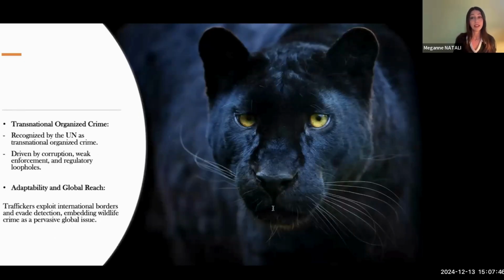The lucrative financial incentives have drawn the involvement of transnational criminal organizations, solidifying its recognition by the United Nations as a form of transnational organized crime when it operates beyond opportunistic ventures. Corruption and weak enforcement mechanisms further exacerbate the issue, enabling traffickers to operate with impunity. Additionally, the inherently adaptable and clandestine nature of wildlife trafficking allows it to exploit regulatory loopholes and evade detection across international borders, thereby cementing its status as a pervasive and deeply entrenched global phenomenon.